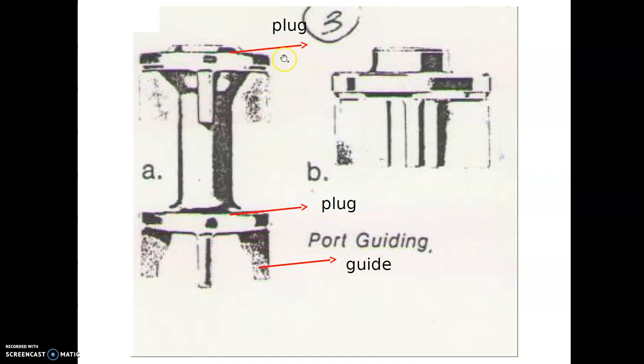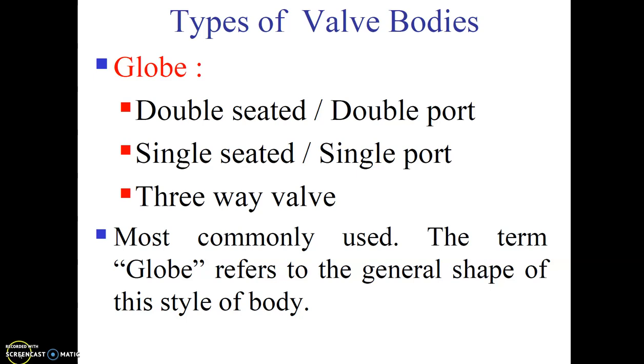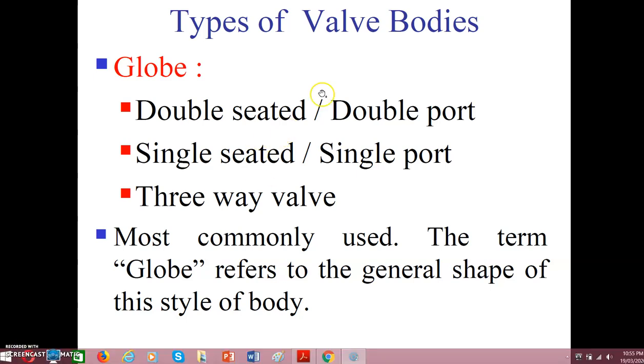Now if the guide is there in the plug itself, then it is called as port guiding. So you can see stand like things which are connected to the plug. They are seen clearly over here. So these studs, just below the plug, help to align the movement of this plug with respect to the seat. So this is port guiding. In the next class, we will see different types of control valve based on the valve bodies.